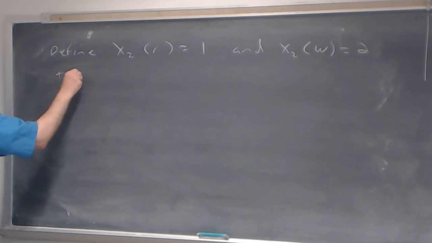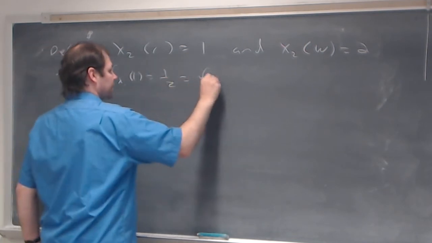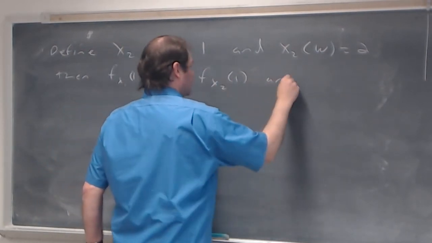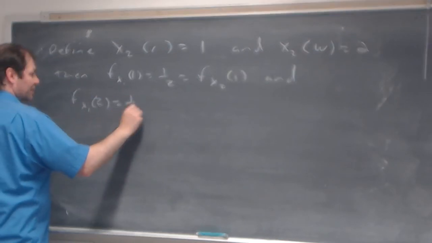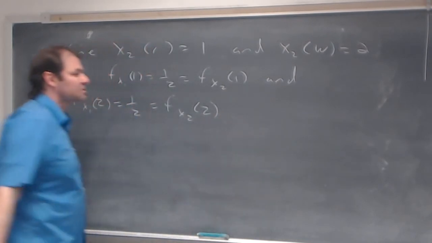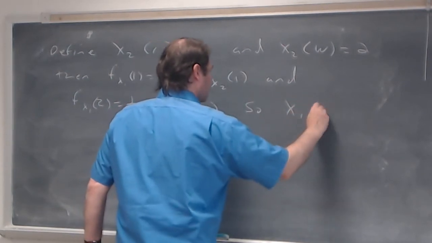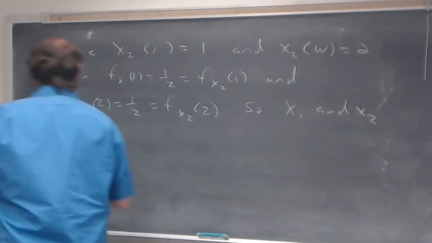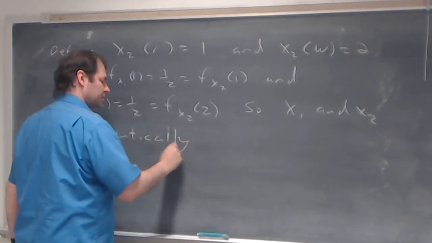Then f of x sub 1 of 1 equals a half, which also equals f of x sub 2 of 1, and it turns out that f of x sub 1 of 2 also equals a half, which is what f of x sub 2 is. So they have the same distribution. x sub 1 and x sub 2 are identically distributed. They aren't the same random variables.